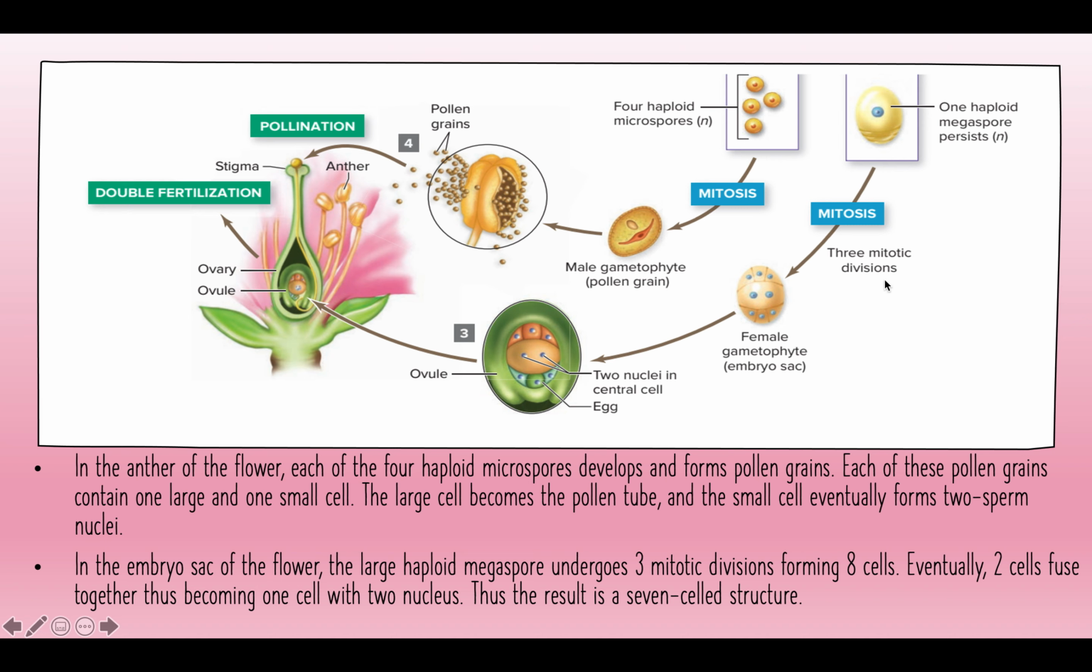divisions, right? And again, two of these cells produced, okay, will fuse together, thus becoming one cell with two nuclei inside. Meaning out of these 7 cells that are produced, 6 are haploid and 1 is diploid because the 2 cells fused, thereby containing 2 sets of chromosomes. Now, this large central cell that contains the 2 nuclei and the egg cell will participate in the fertilization.